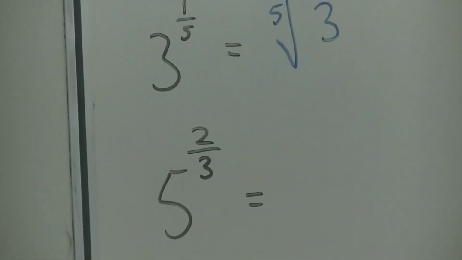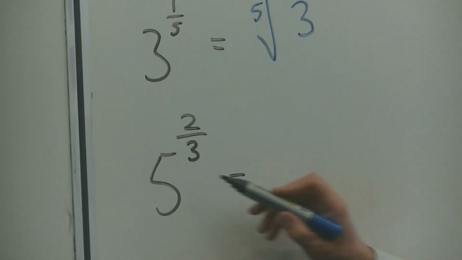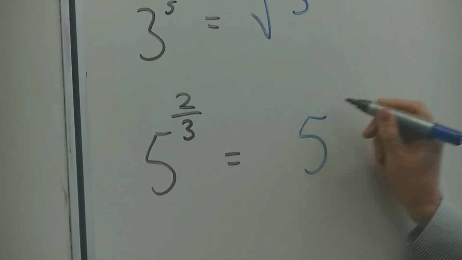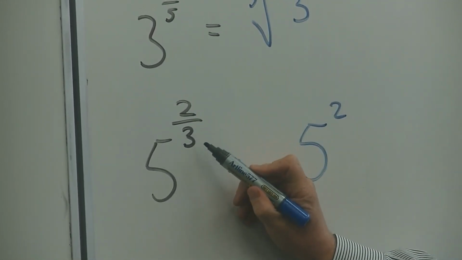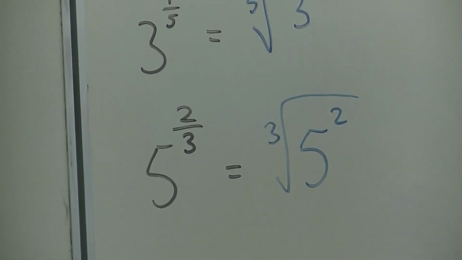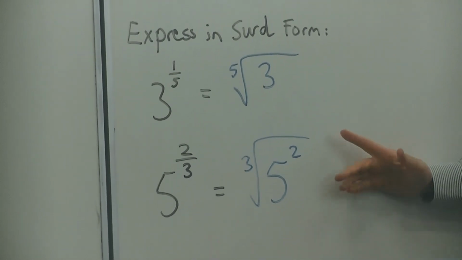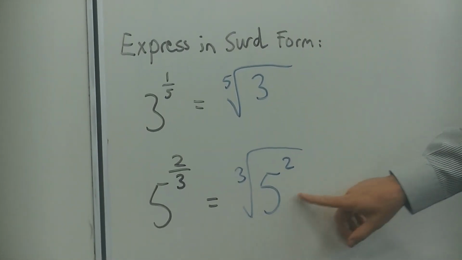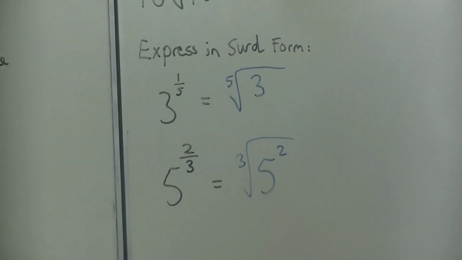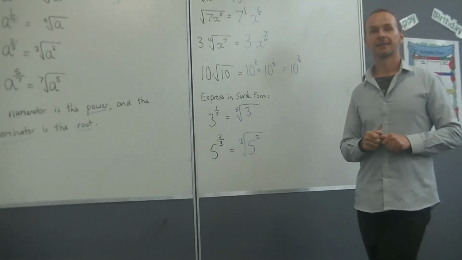Excellent. Next one, we've got 5 to the power of 2/3. The top number's the power, so we go 5 squared. The bottom number's the root, that's the cube root. And so we write it like that. So we've written it in surd form. It doesn't say evaluate or solve, so we just leave it like that. And that's the answer in surd form. Excellent.